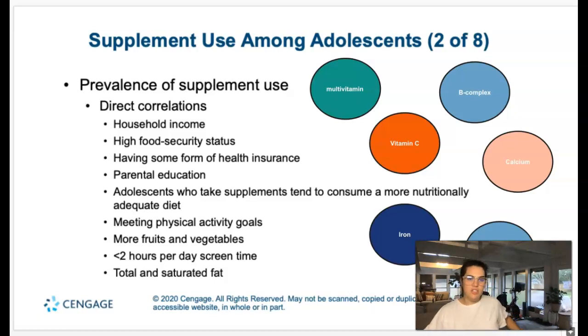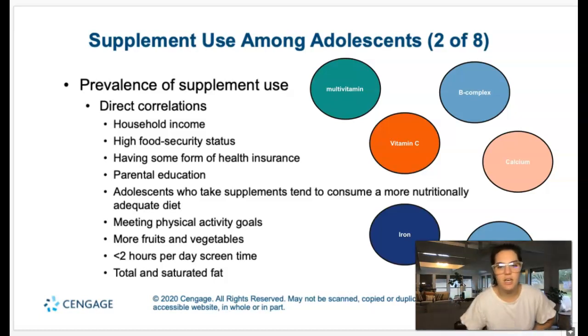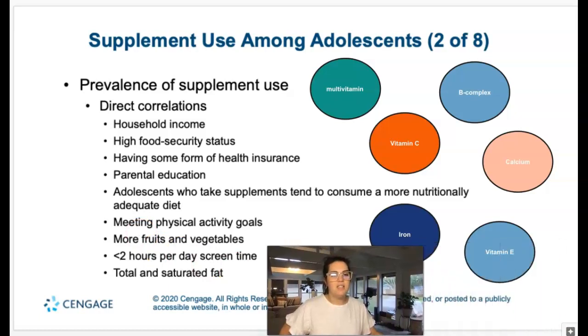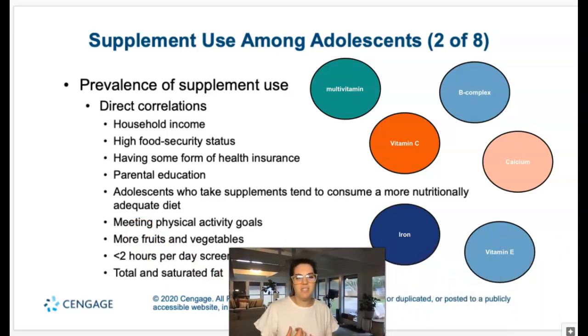Okay, so we're going to kind of switch gears a little bit. This is talking about the supplement use among all adolescents. This is going to lead us into the sports nutrition portion, but here we're looking at the prevalence of supplement use among all adolescents. So what we're most likely going to see that adolescents are supplementing is multivitamins, vitamin C, a B complex vitamin, calcium, iron, and vitamin E.